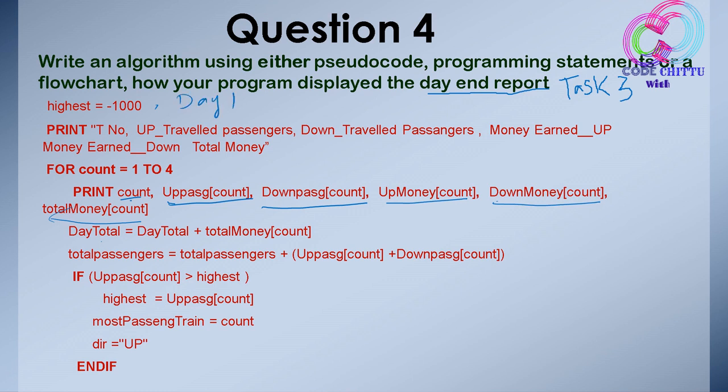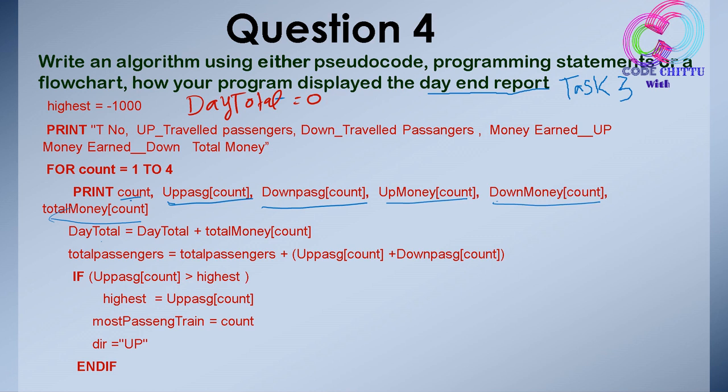It is missing here. Day total equal to 0. This is a running total, so we have to show this also. So we need to add this day total, right? So two things we have to add. One is day total and highest. So day total equal to 0 you have to add, so that this is a running total, right? So the running total will work correctly.